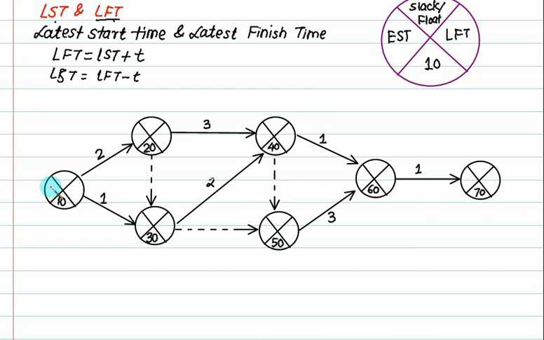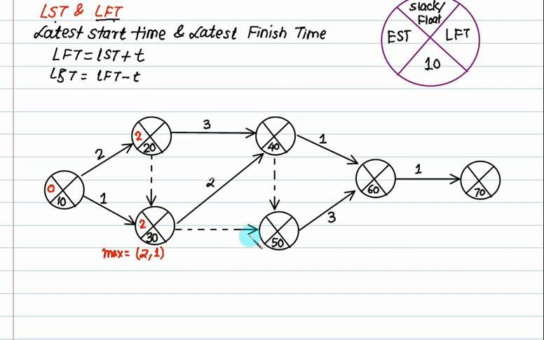So this activity starts at 0. So write 0. If you go by this one, this is 2. Now it has 2 arrows, so you can go this way or this way. If you go this way, this one is 2, this one is 0, so this one is 2. If you come this way, it is 1 plus 0, that is 1. Since you are going forward, you have to select max. So max equals 2.